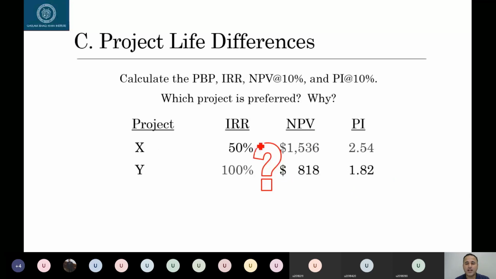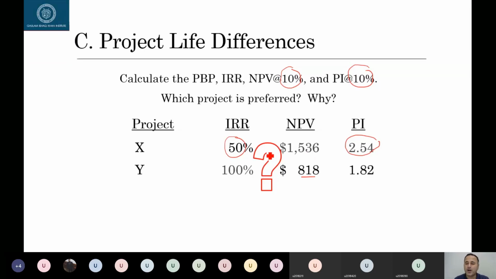Now, if I calculate IRR, NPV, and profitability index, and I'm using the same 10% rate, which is the required rate of return. For project X, the IRR is 50%, NPV is 1,536, and the profitability index is 2.54. On the other hand, project Y has 100% internal rate of return, 818 NPV, and then profitability index of 1.82.